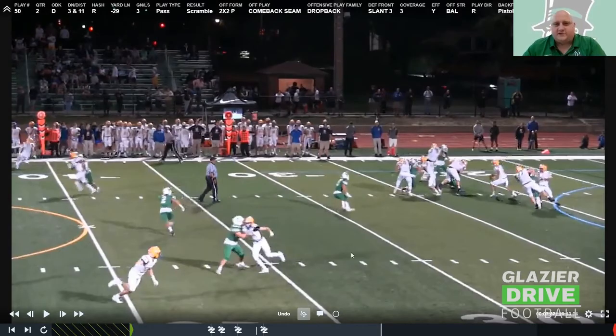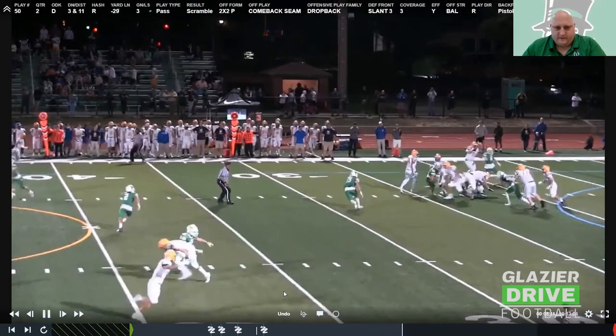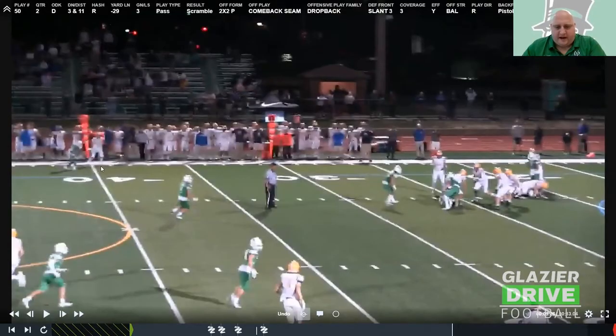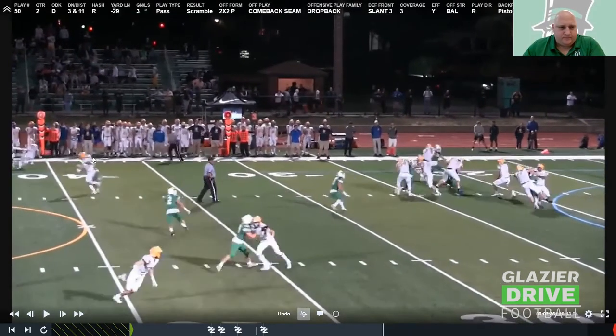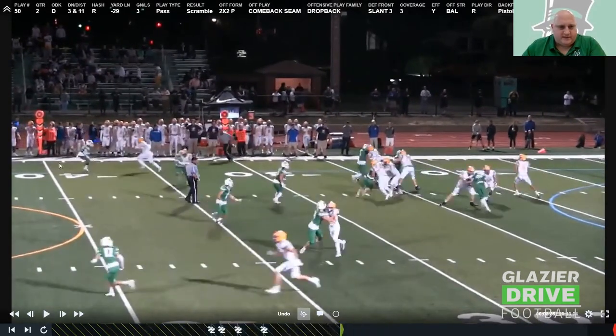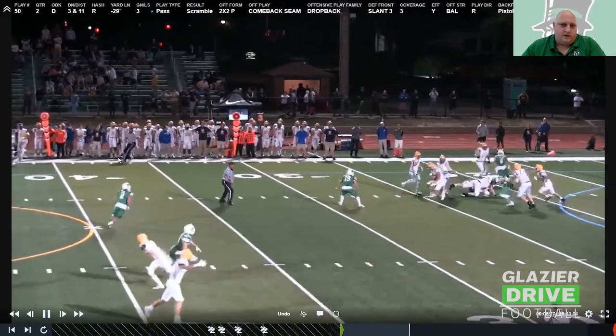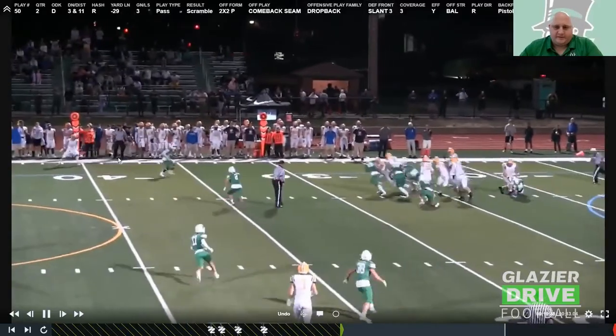So you can see how different the coverage looks. These are 2 mirrored routes. We have a comeback and a seam on both sides. On our field side, the Bandit is going to jam and then go to the comeback. We're on the boundary side, running with the seam and matching the comeback with the corner. So we've got zone on 1, match on the other.